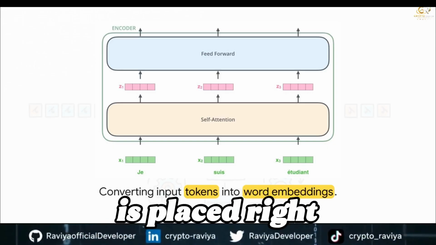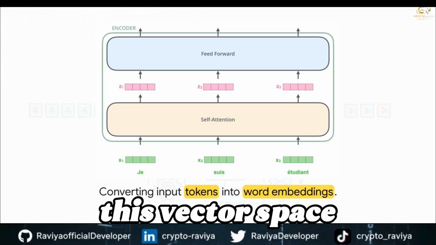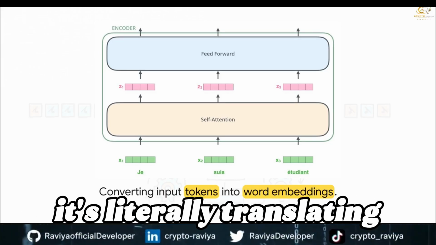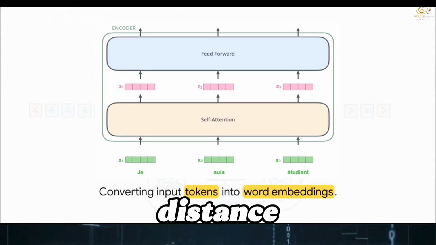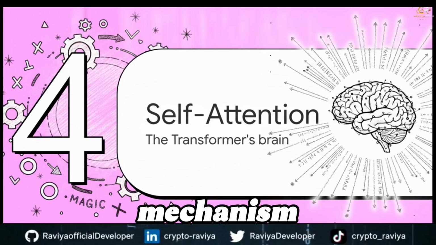The word king is placed right next to queen, but it's parked miles away from the word apple. This vector space is how the AI begins to understand semantic relationships. It's literally translating the human concept of meaning into physical mathematical distance. Which brings us to part 4, the self-attention mechanism.